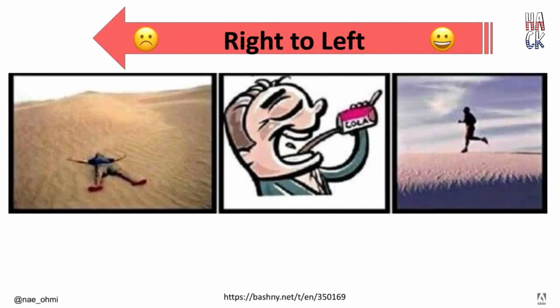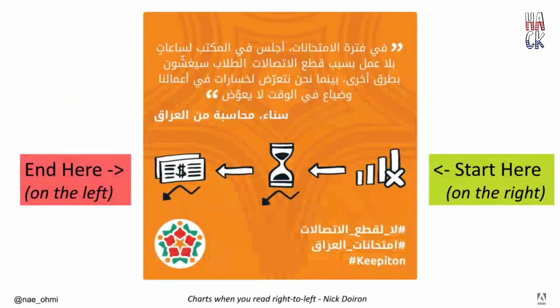So the story actually reads, someone's running and happy, they drink Coca-Cola, and then they're lying on the desert. So that mental shift of right to left is important to keep in mind. Here's another example of a data visualization from Lebanon of this infographic where you can see the cute icons that are reading from the green to the left there in red. So this is really a mental shift.